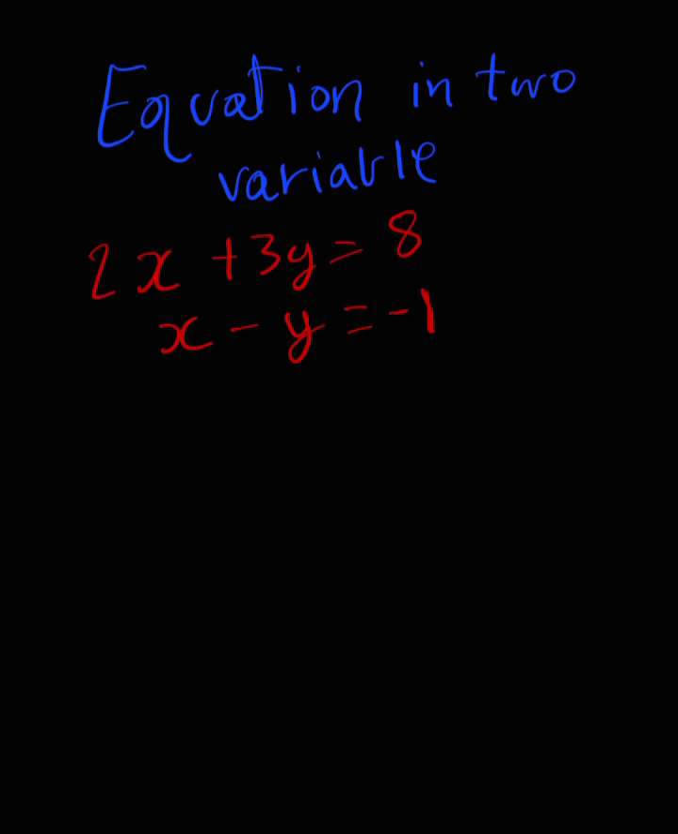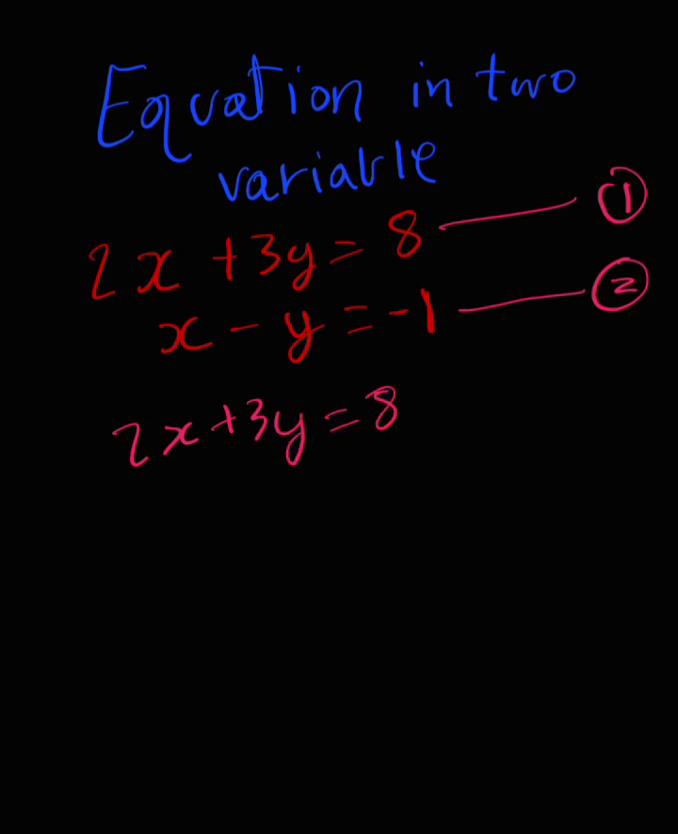To do that, we have to make the variable coefficients equal. Look here, how do we make the variable equal? Let's say I want to eliminate x. To make the 2x and x equal, let's say this was equation number 1 and this was equation number 2. I will multiply equation number 2 with 2. Equation number 1 is 2x plus 3y is equal to 8.